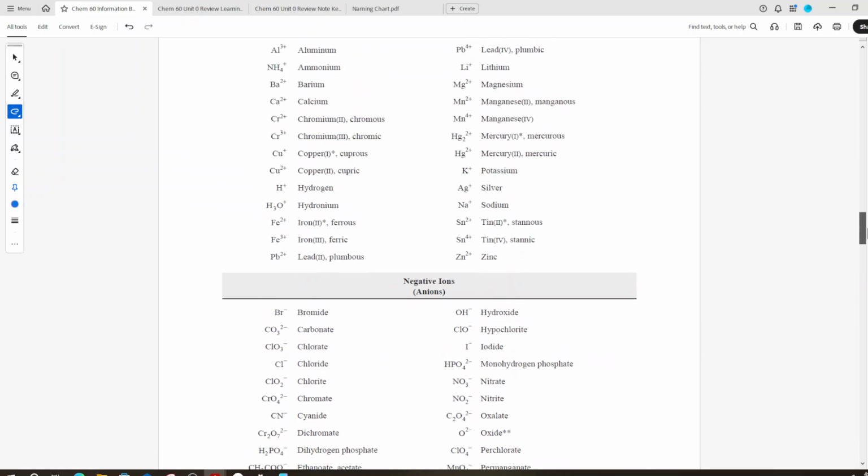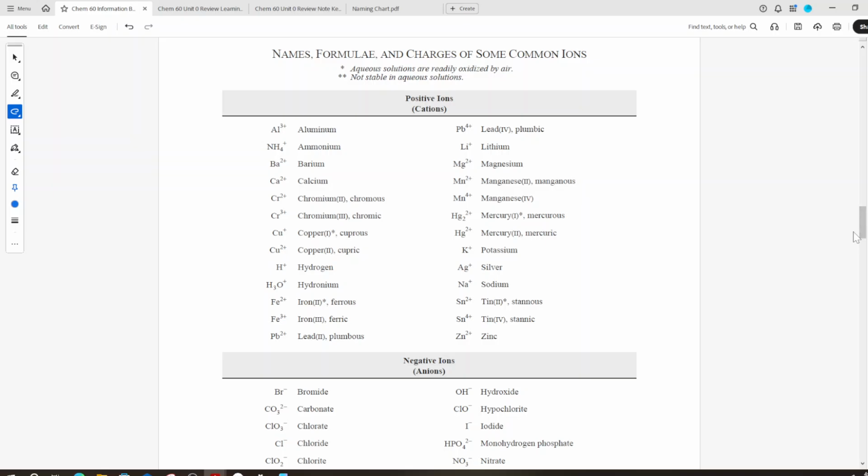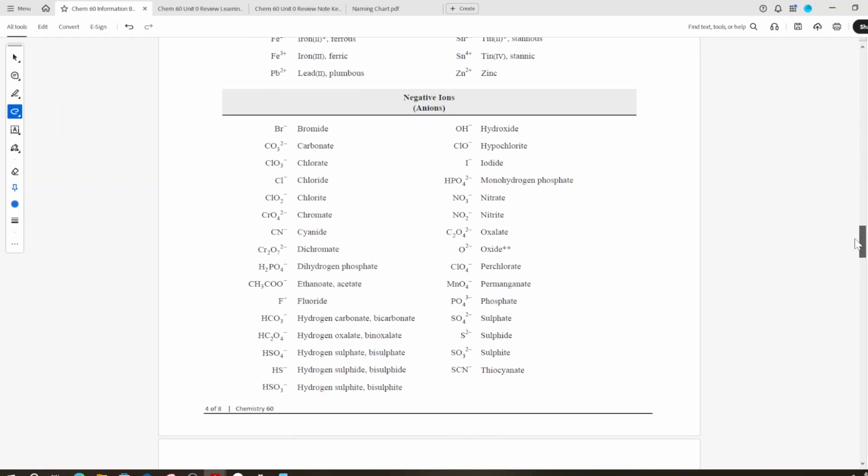And on this page, it has listed some of the most common positive ions, so cations, like aluminum and calcium and barium, so you don't always have to go to your formula sheet. But then it also has a list of negative ions, which includes a bunch of polyatomics, meaning things like carbonate, which includes a carbon and 3 oxygens, or a chlorate, which is a chlorine and 3 oxygens, and it gives you their charge as well.